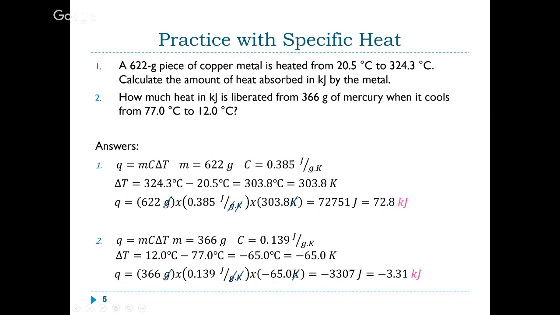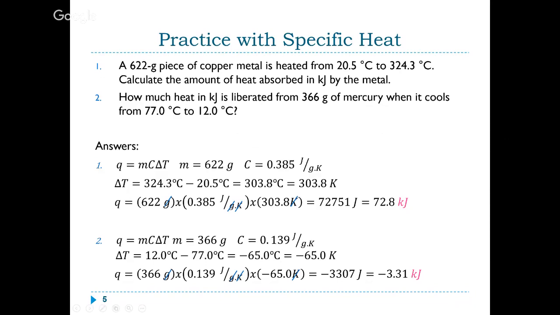This calculates out to 303.8 degrees Celsius, which we know is the same temperature change as 303.8 Kelvin. Do not confuse yourselves in saying that this degrees Celsius is this temperature in Kelvin. That's not what this is saying because we're looking at a temperature change. If we were to convert this to Kelvin by adding 273, you've added the same amount to both things so that the difference is going to remain the same, once again, because degrees Celsius and Kelvin change by the same amount. 1 degree difference is the same.